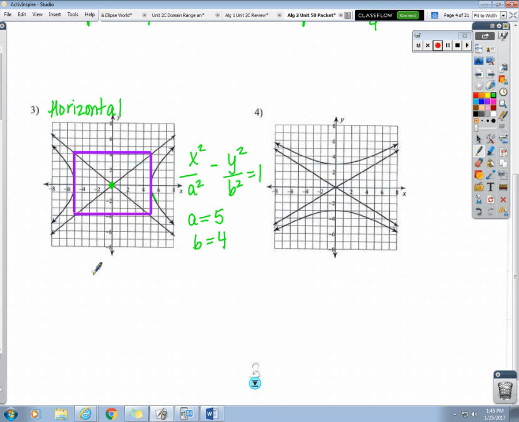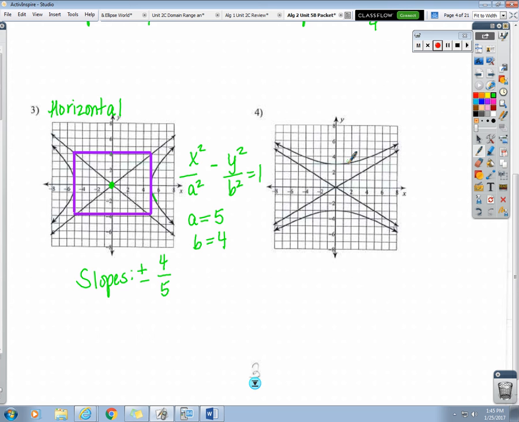4. So when we do our slopes, we know it's going to be plus or minus, and it's going to either be 5 over 4 or 4 over 5. We'll calculate. If you go up 4, so your rise is 4, and then you run 5. Remember, it's always rise over run.